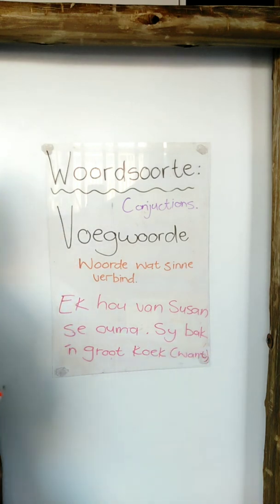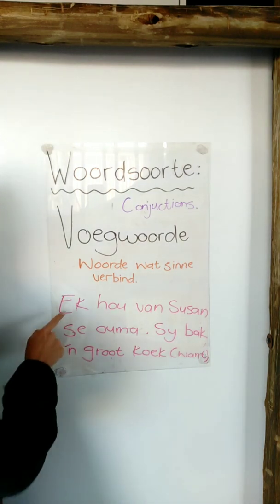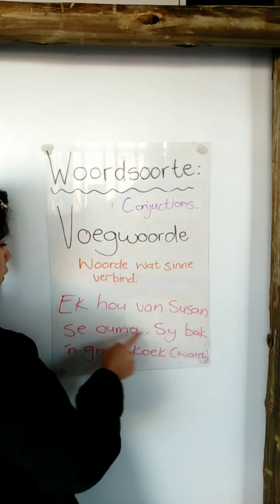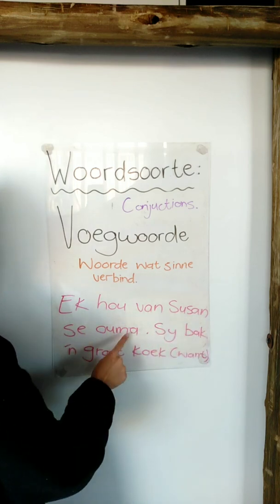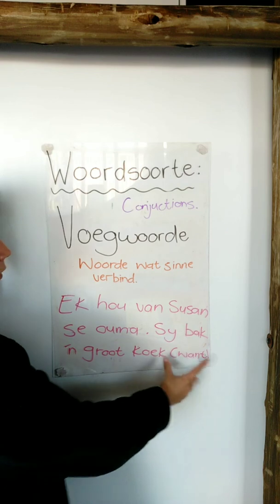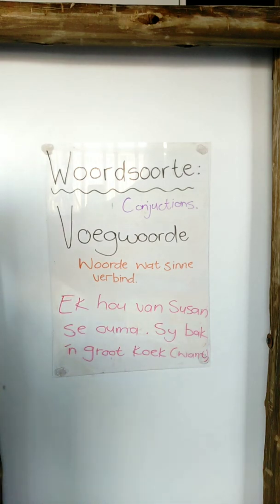Okay, so you will get this in the test. You will get 2 sentences. Ek hou van Susan se ouma, full stop. Sy bak 'n groot koek. So I like Susan's grandmother and she's baking a big cake. And then in brackets we have the word want, which is our voegwoord, our conjunction. Okay, it is also because in English.